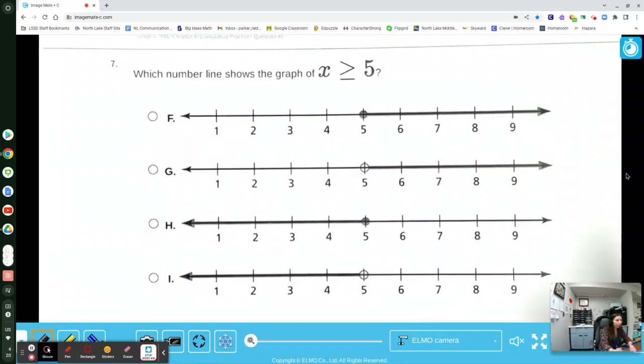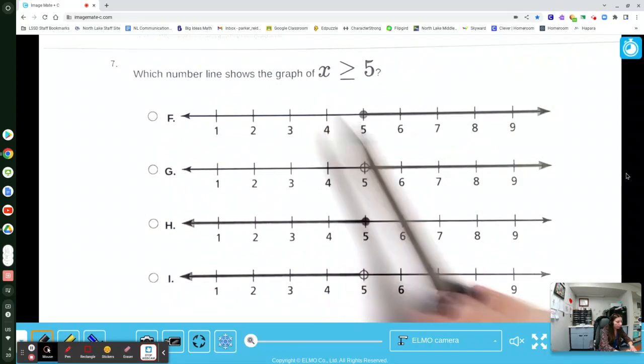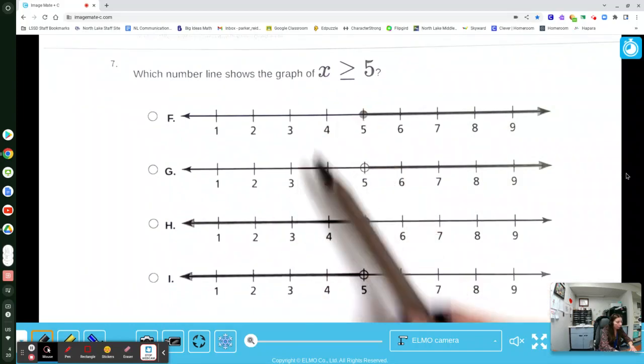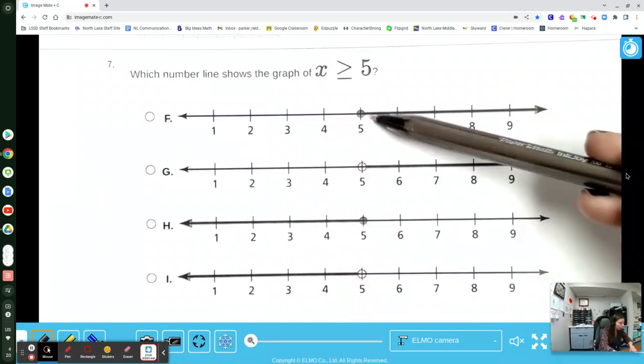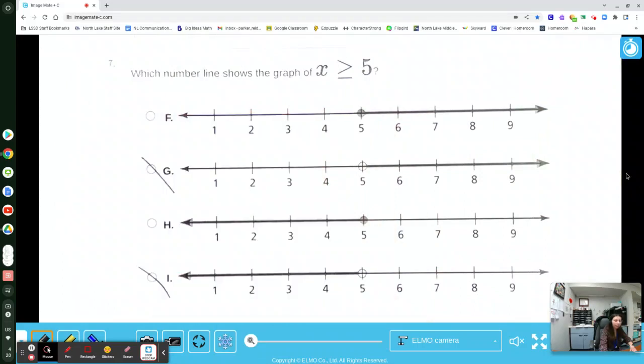Number 7, which number line shows the graph of x is greater than or equal to 5? So first, let's think about if this should have an open or a closed circle. So if x has to be greater than or equal to 5, is it allowed to equal 5? Yes, it is. So that means I want a closed circle on the number 5. So I can eliminate G and I.